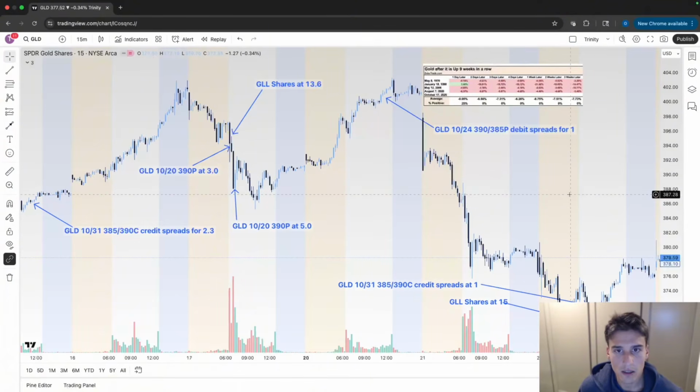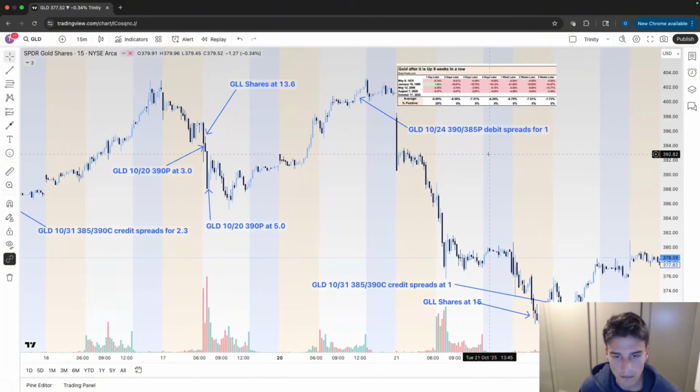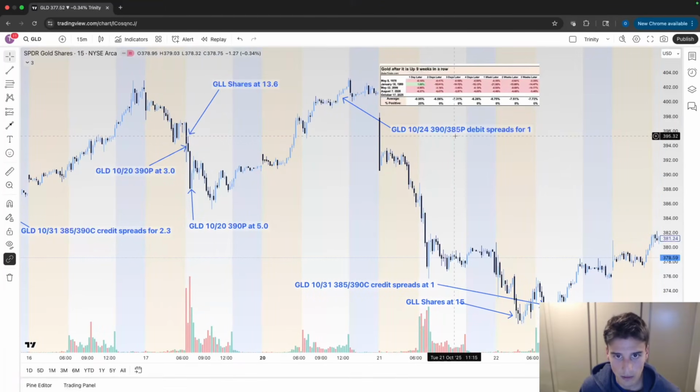Okay, so I took these. Next day we gapped down. These went to 2.5, and then later in the day they went to 3. So I sold these put debit spreads for around 3 to 3.2, I think, by the close. So those paid 200%, which was a really good trade.